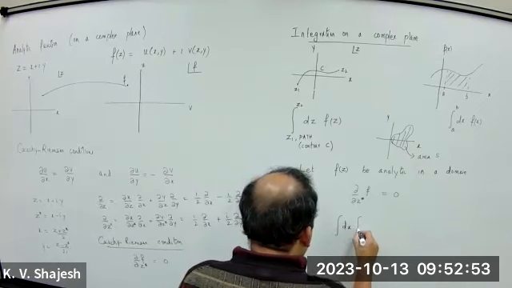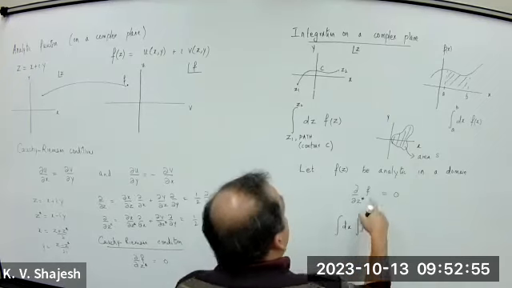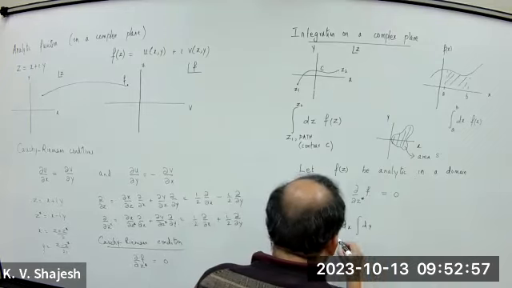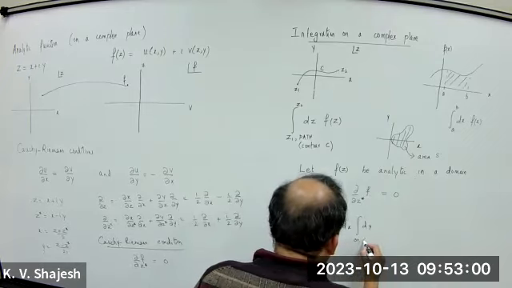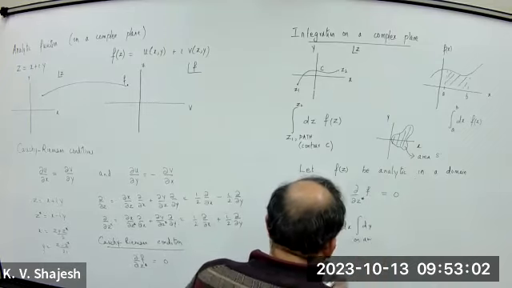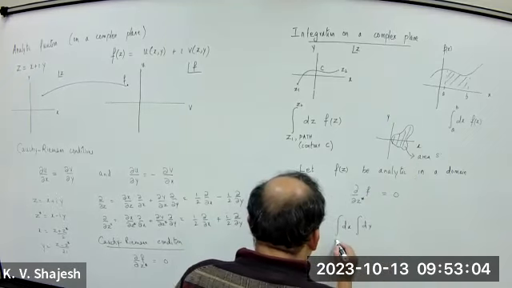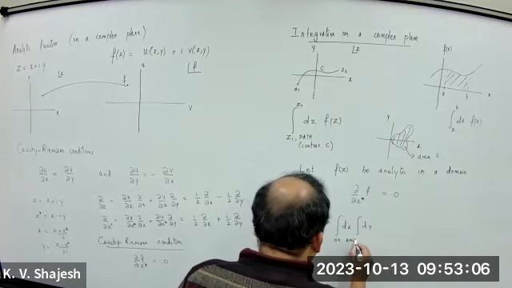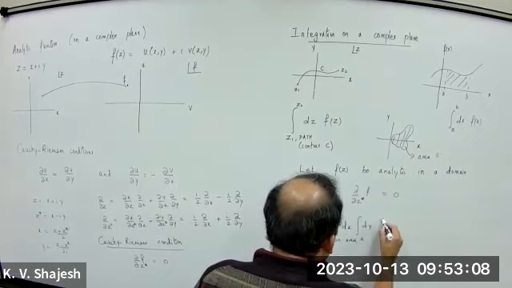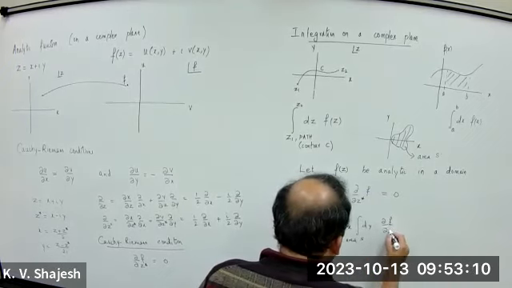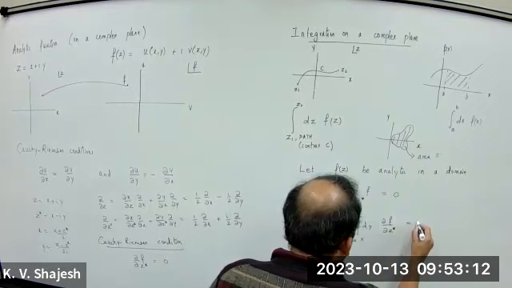Integration over this area S, and the partial derivative of f with respect to z star is equal to 0.